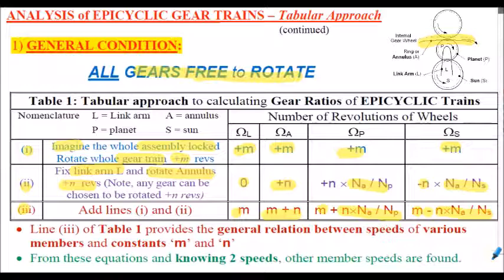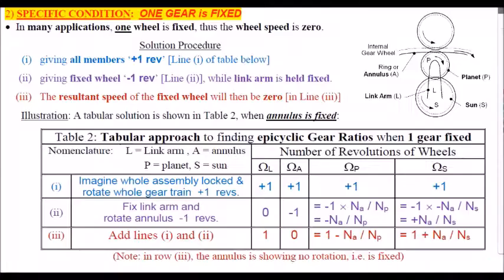That's a generic process involved, and that's a situation where you have all the gears that are free to rotate. And the questions dictate this. They will say all gears free to rotate, or they will say annulus fixed, sun fixed. They will tell you if a gear is fixed. If we do have a situation where a specific gear is fixed, and I said the questions will tell you that, so the wheel speed of that gear will be 0.